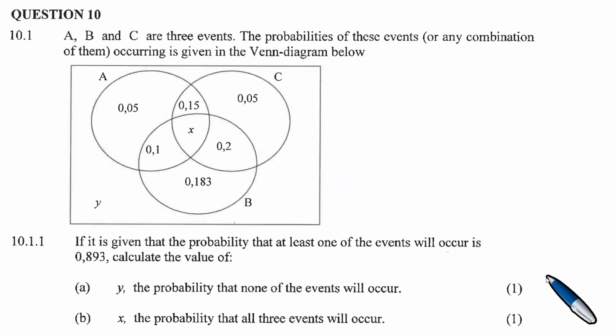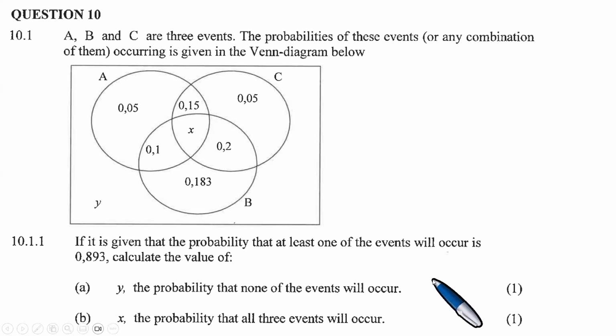The next question is about this Venn diagram. A, B, and C are 3 events. The probabilities of these events or any combination of them occurring is given in the Venn diagram below. Now you have event A, event B, event C, and you also have Y there as a probability. If it is given that the probability that at least one of the events will occur is 0.893, calculate the value of Y, the probability that none of the events will occur.